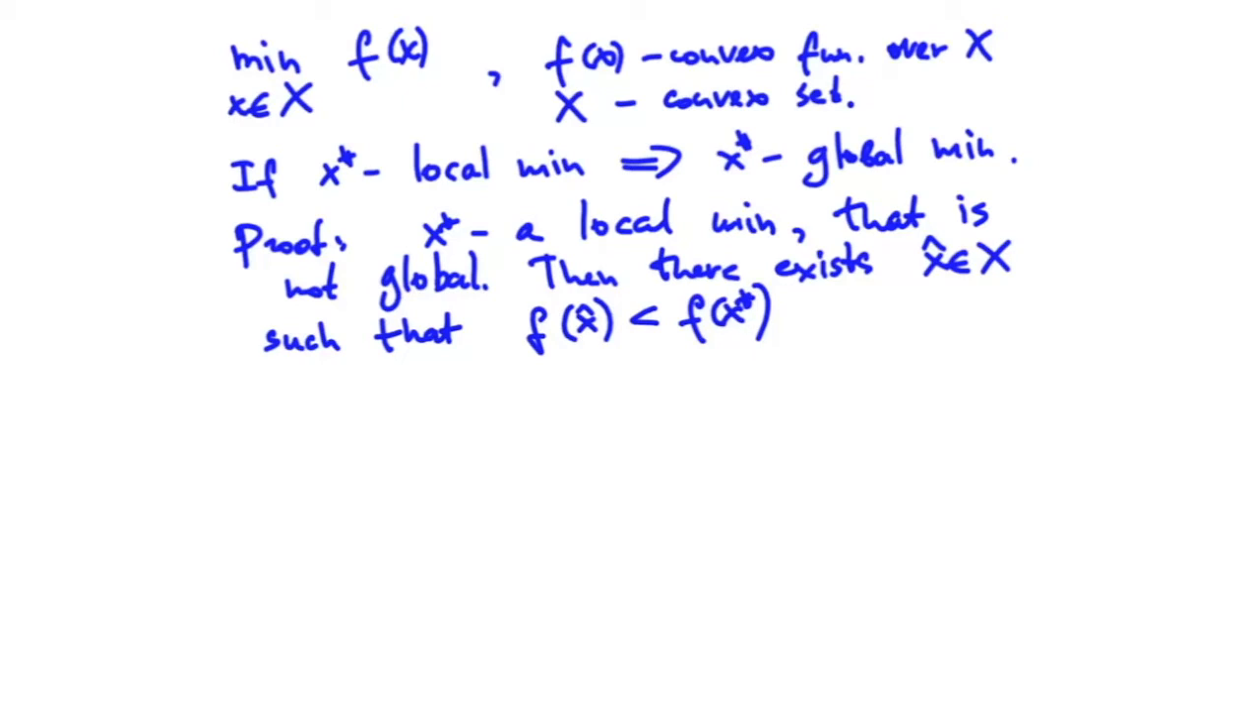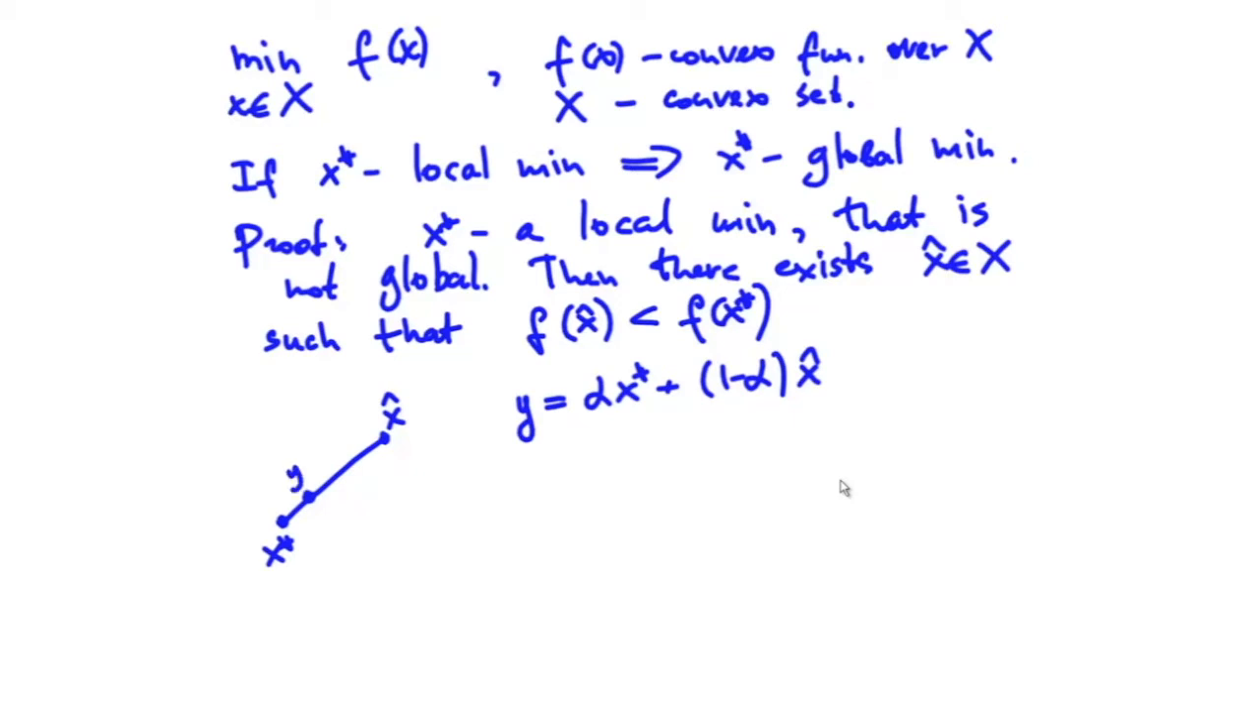Assuming that such a point exists, what we'll do next, we will start at x star and we'll move towards this point x hat along the line segment between x star and x hat. So let's consider the point between these two points. Let's denote it by y, which will be alpha x star plus 1 minus alpha x hat, right? So this is a convex combination of x star and x hat, so we can use it to represent a point between these two. So this is our point y.